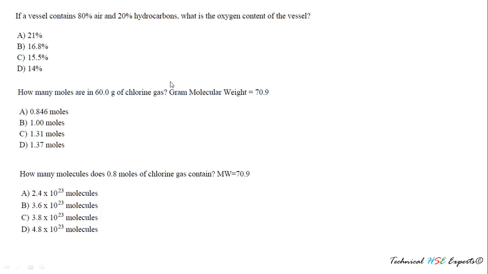Good. Next one: how many moles are in 60 gram of chlorine gas, with molecular weight 70.9? What is mole? Mass by molecular weight. The mass and the molecular weight are given. Just use the formula and you will end up with option A.